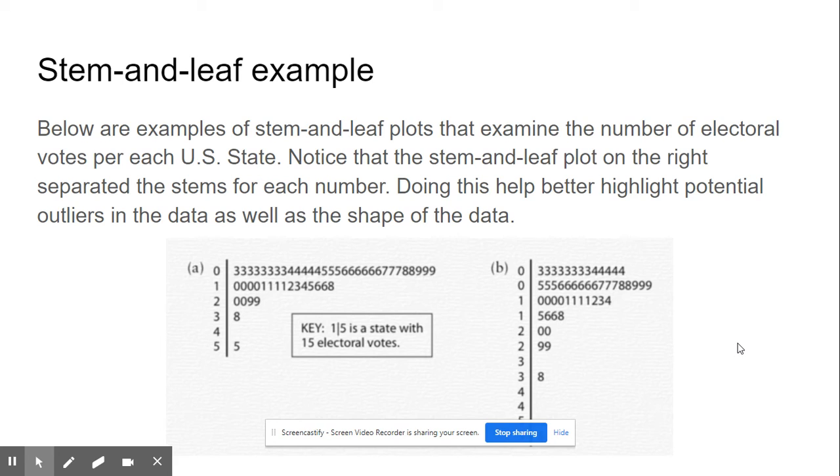Below are examples of stem and leaf plots that examine the number of electoral votes for each US state. Notice that the stem and leaf plot on the right separated the stems for each number. Doing this helped better highlight potential outliers in the data, as well as gave a relatively strong shape of the data.